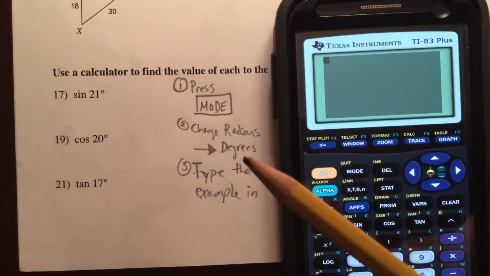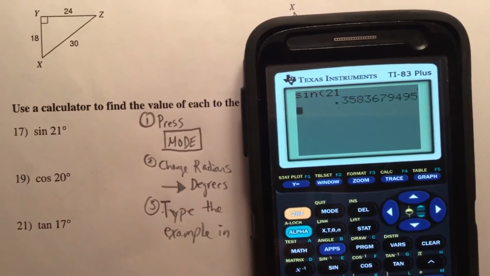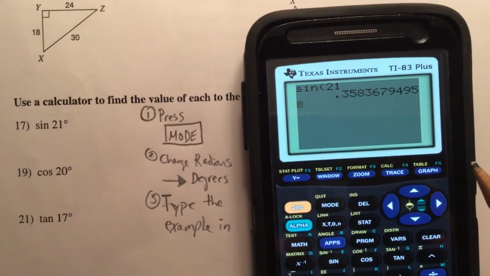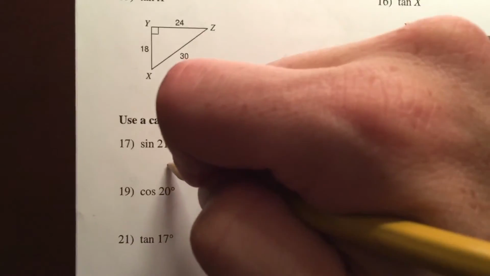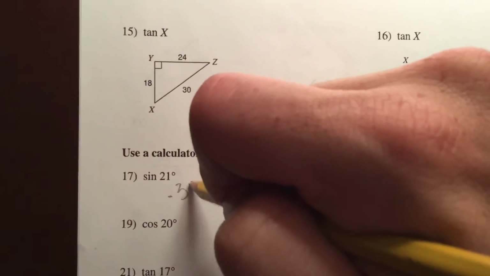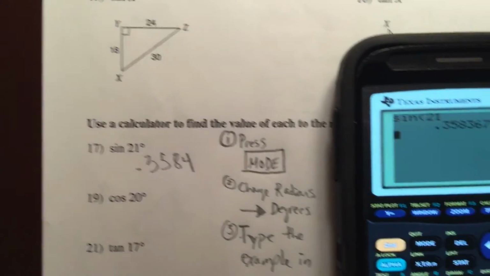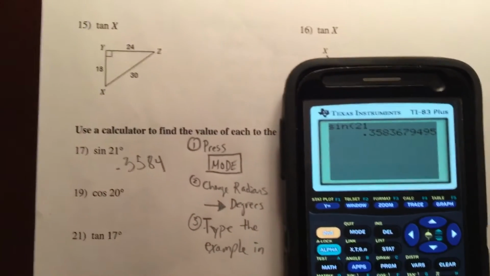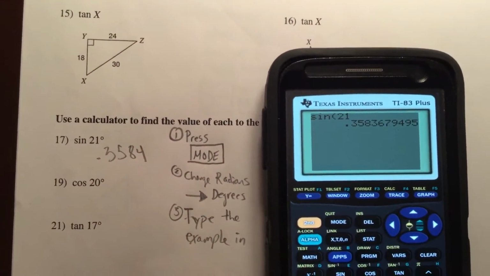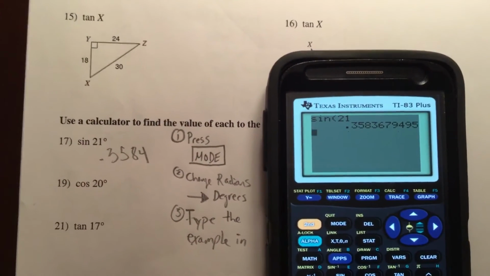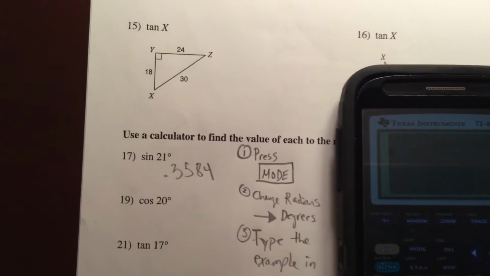And if I want to just find the sine of 21, I can now type the sine of 21. And that would be my answer, 0.3584, when I round that 3 up because of the 6. So 0.3584. That's it. Make sure to change the mode from radians to degrees, since radians is the default. If you clear the calculator, you'll have to go back. Otherwise, you can just keep it in degree form.